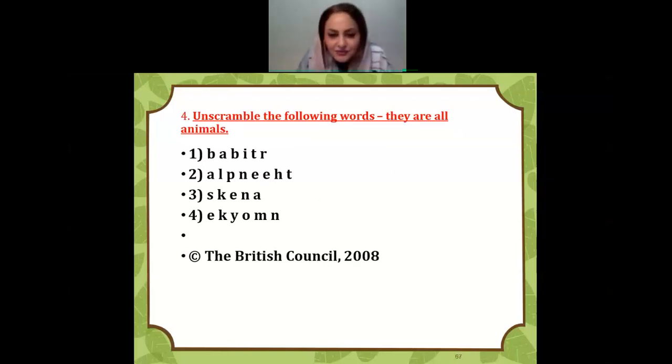Unscramble the word. What is the number one? Can you say that again? Rabbit. Sorry. Rabbit. Very good. What about the second one? Elephant. Bravo. What about the third?